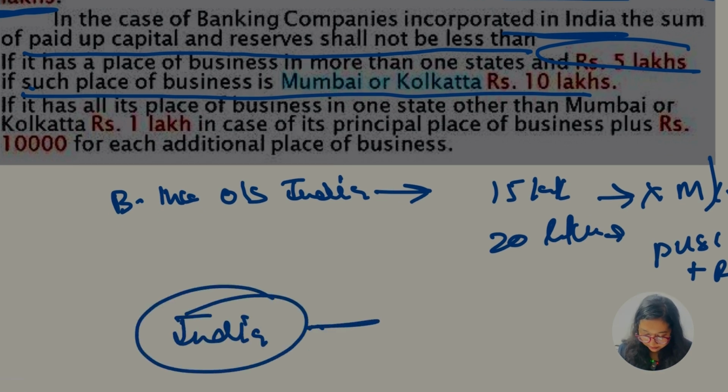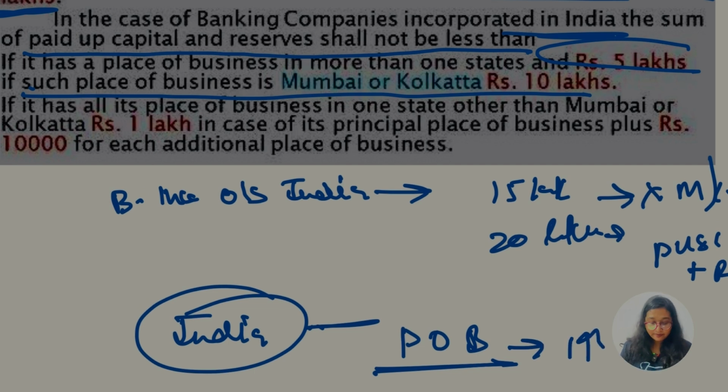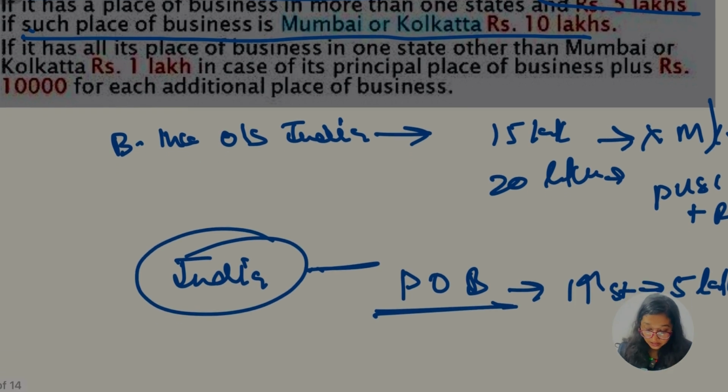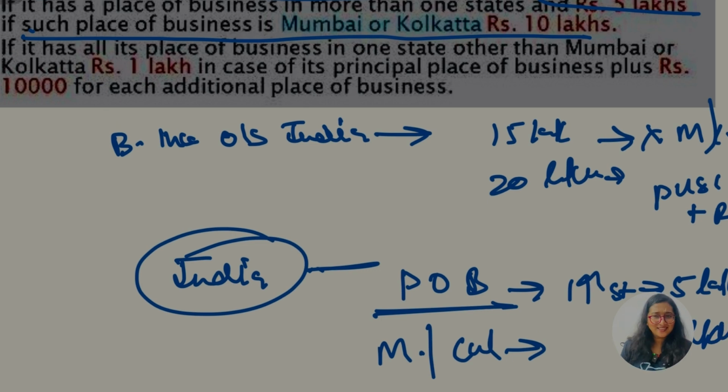Now they are saying if they have been incorporated in India and if they are having the place of business, POB, in more than one state, in that case the paid up share capital and reserve should be at least 5 lakh. And if such place of business is Mumbai and Kolkata, in that case 10 lakh rupees. You understood this much, right? Don't get muddled. In case of the second part, the place of business is incorporated in India.